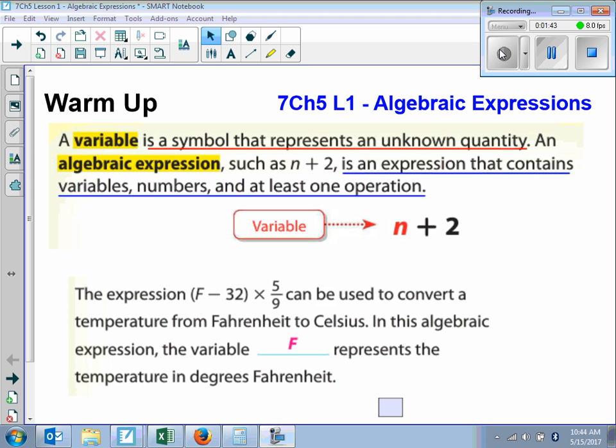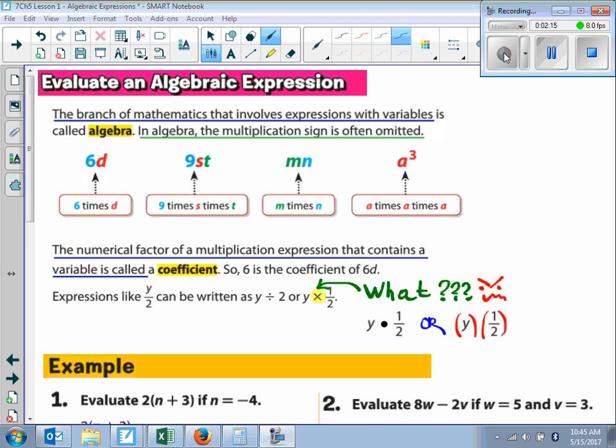What do I not like about this, how they wrote this? They used x for the multiplication here, right? We're working with variables. So if you're writing this formula on your paper, if you wrote the x for the multiplication, wouldn't it look like a variable? Yeah. So we want to make sure that when we're using variables, you're going to use the dot or you're going to use parentheses. So the first thing we're going to do here is we're going to evaluate an algebraic expression.